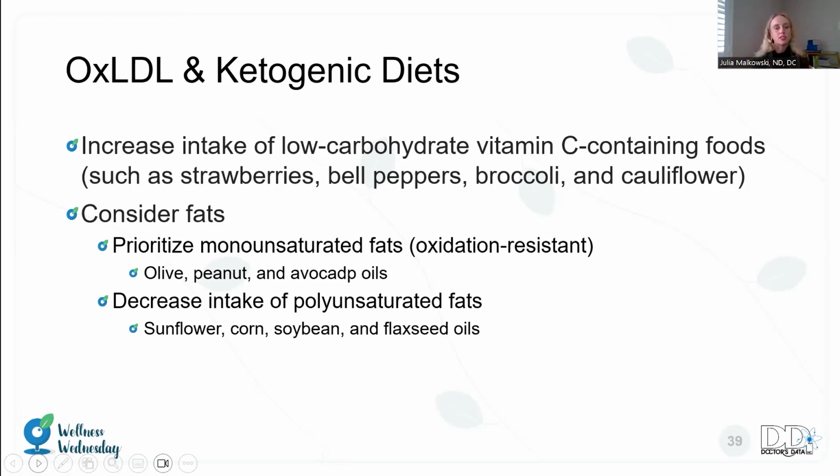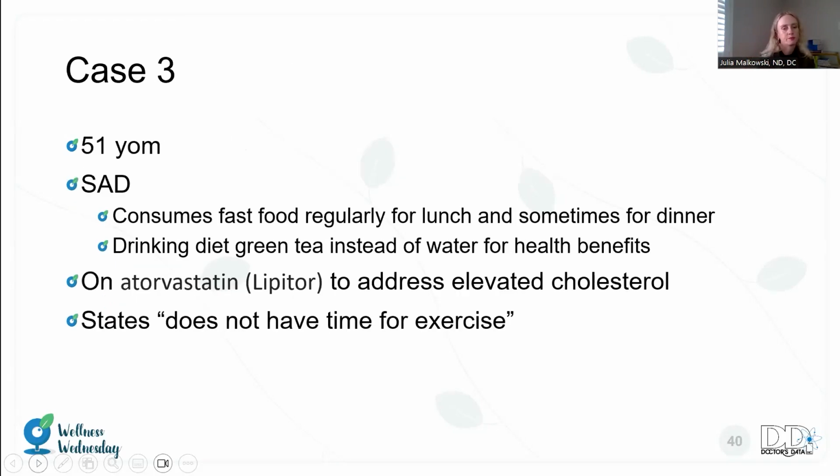And then we want to consider their fat consumption, moving away from olive, peanut, and avocado, and adding the avocado oils, and then decrease the sunflower, corn, soybean, and flaxseed oils. So we want to consume olive and avocado. I would not consume peanut, and then decrease the others.